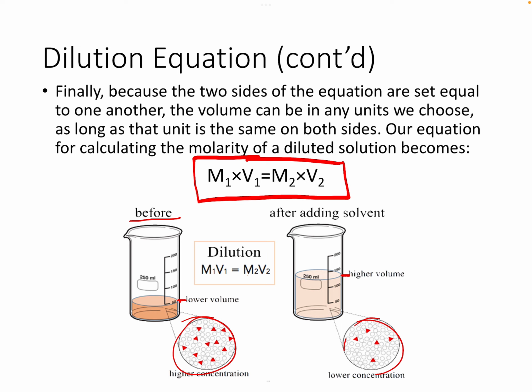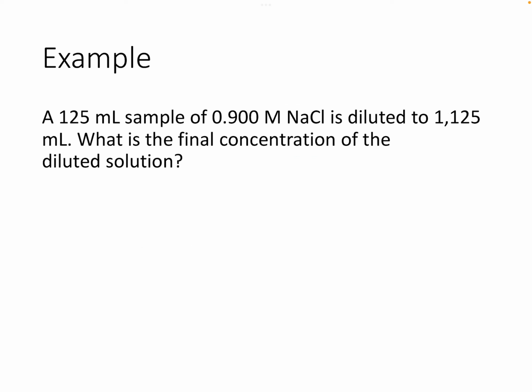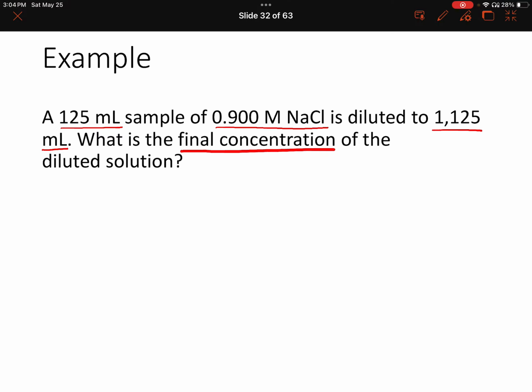Okay, so let's use this equation in an example problem. So let's say we have a 125 milliliter sample of 0.9 molar NaCl. So that's moles per liter. And we're going to dilute that to 1,125 milliliters. What is the final concentration of the diluted solution?